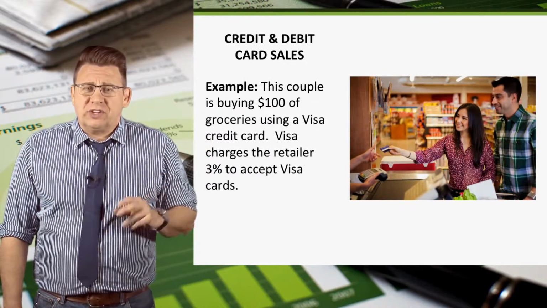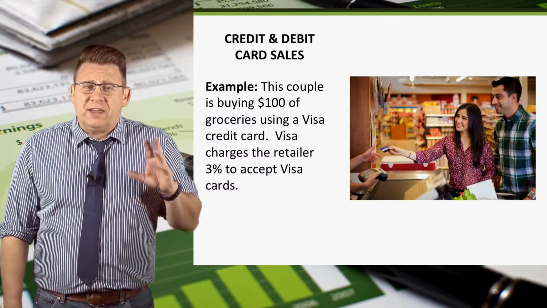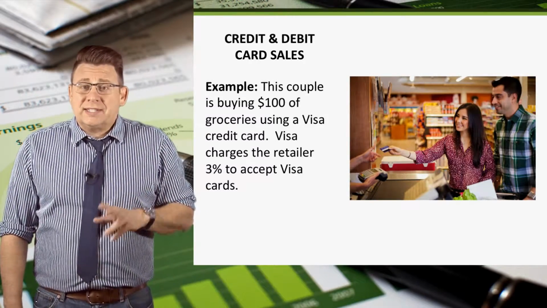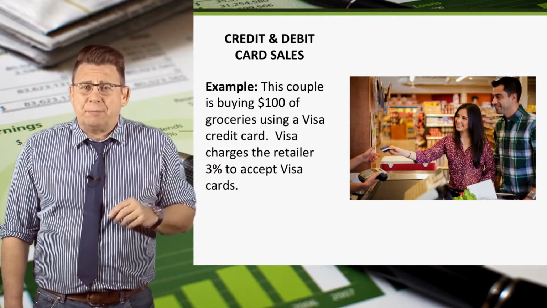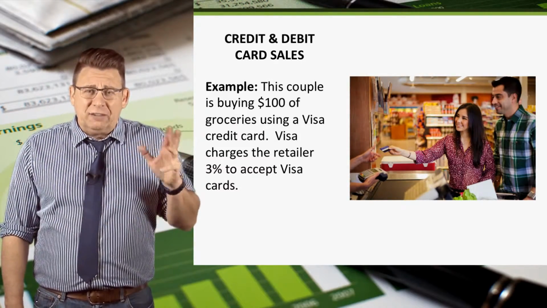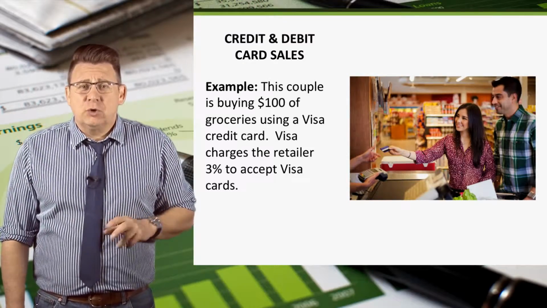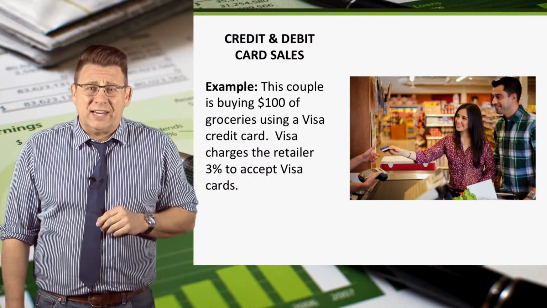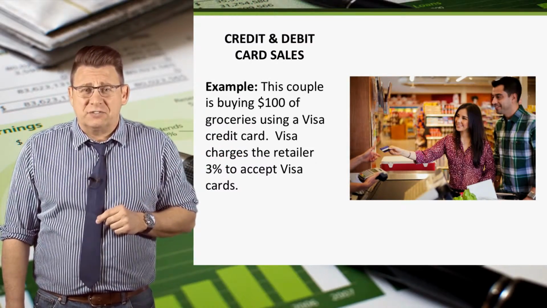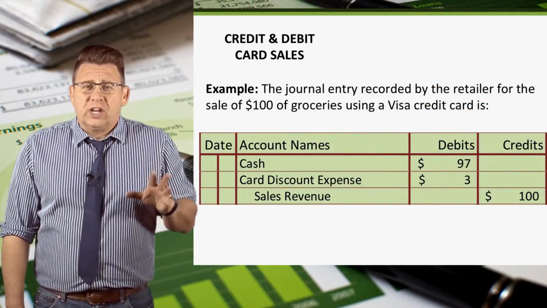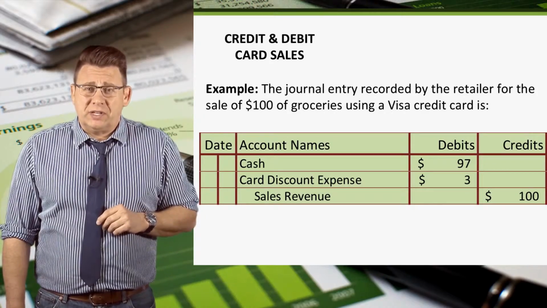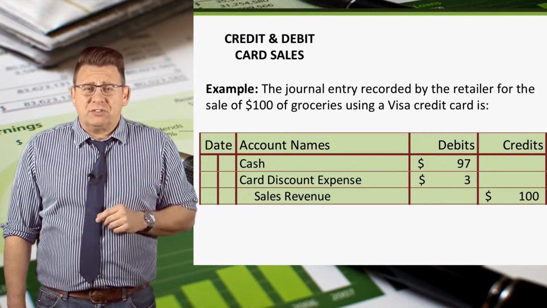This couple is purchasing $100 of groceries using a Visa credit card. Let's assume the retailer pays a 3% fee in order to be able to accept Visa cards. Finally, for simplicity's sake, let's assume this transaction takes place in a state that doesn't charge sales tax for purchases of groceries, like Minnesota.